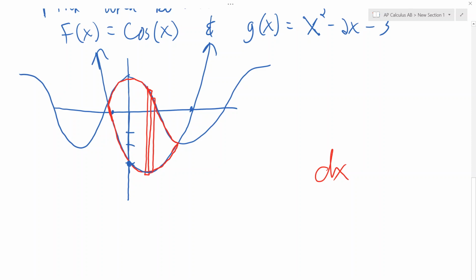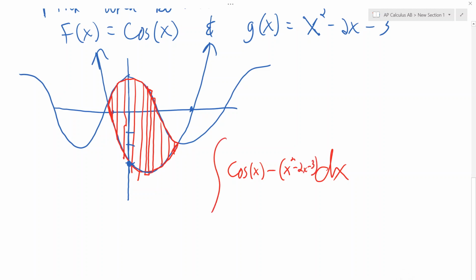Cosine of x, yeah, okay. And look, no matter where you draw these rectangles in this shape, what's always on top? Cosine. That's what matters, okay? It matters what's on top the whole time. If the top changes, we've got to do something different, okay? But the top is cosine, and the bottom is x squared minus 2x minus 3. The only thing we've got to find is, where do we integrate from and to?